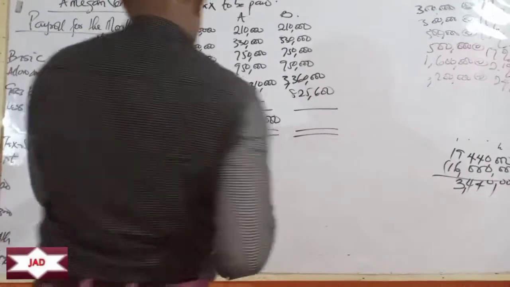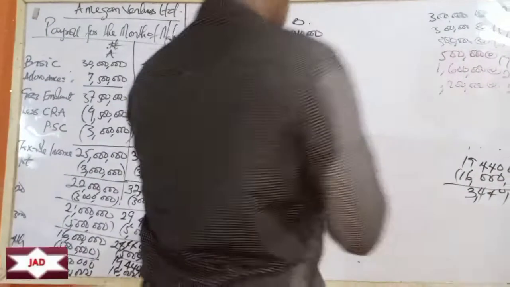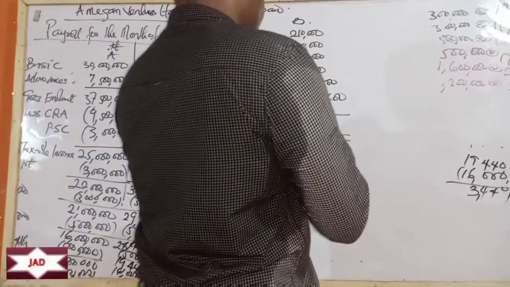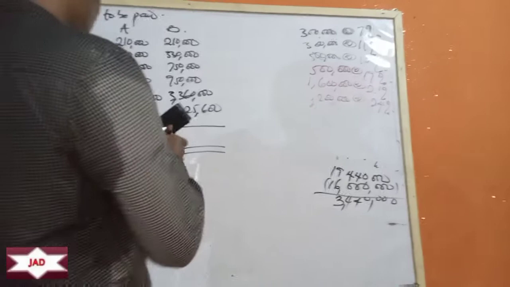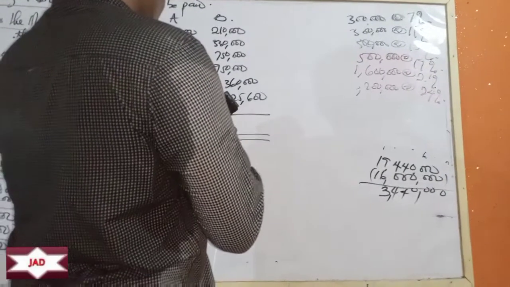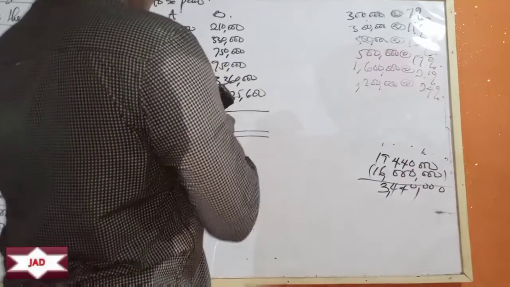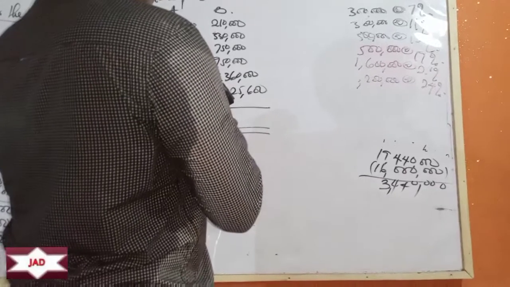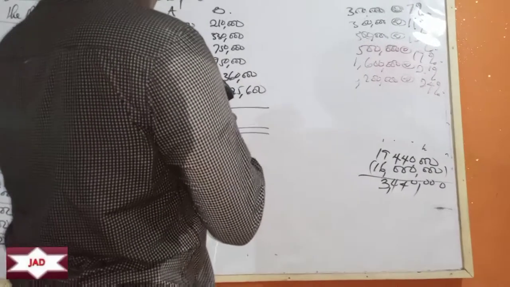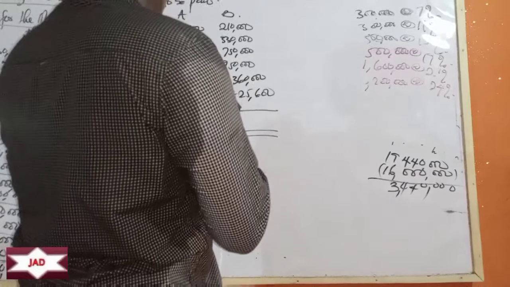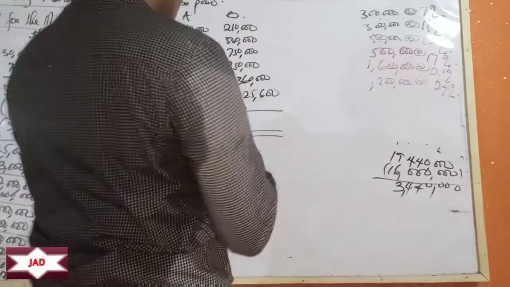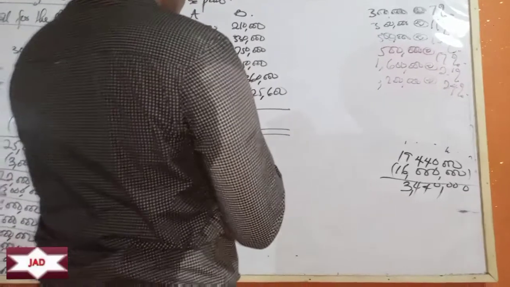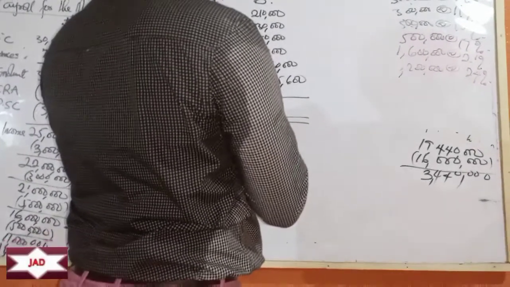4,550,000. So what is this guy on now? 210,000 plus 330,000 plus 750,000 plus 950,000 plus 3,360,000 plus 825,600.